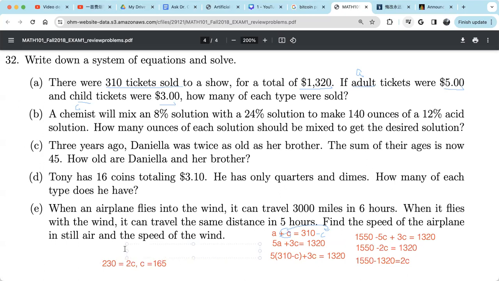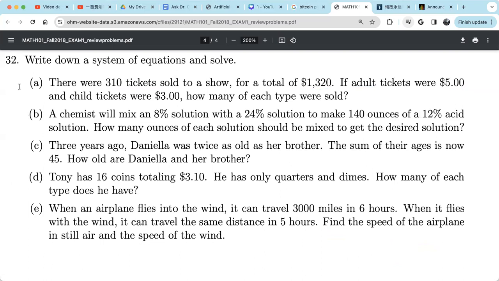Then we know A plus C equals 310. So A equals 310 minus 165, which is 145. So that's it. For adults, 145 tickets were sold. For children, 165 tickets were sold. So that's the first one.